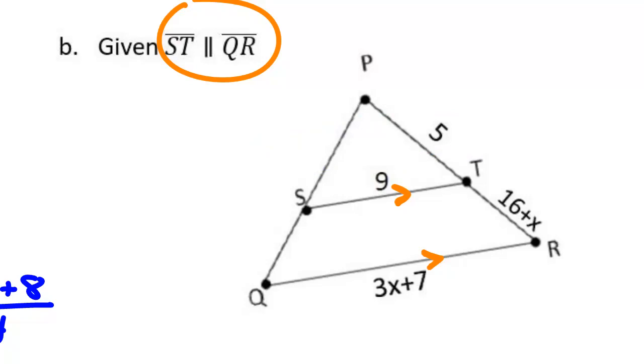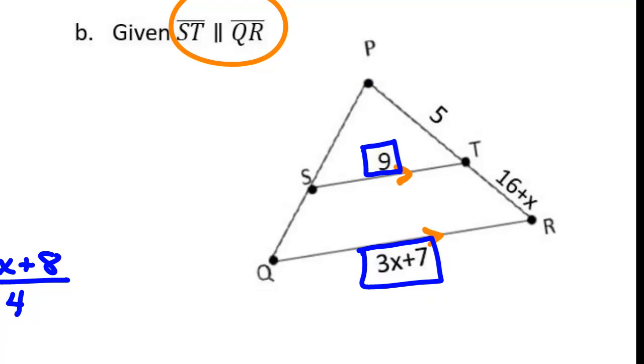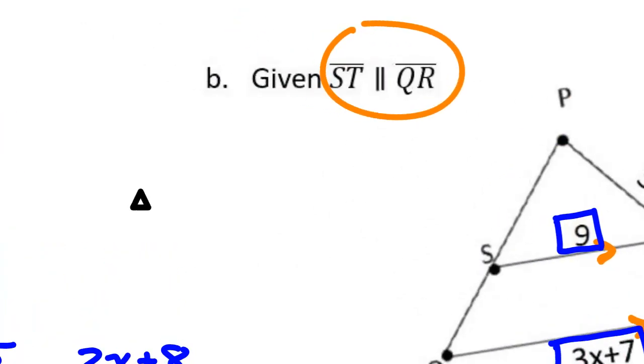So what I can do here, I got to be careful. The 3x plus 7 and the 9 are corresponding, so I can make a fraction out of that. But I cannot make a fraction out of these two. So I'm going to redraw both of these triangles so that we can kind of understand why.